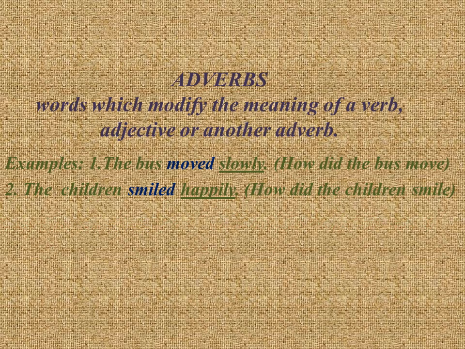The second example: the children smiled happily. How did the children smile? They smiled happily. Which is the verb here? The verb is smiled, and we ask the question to the verb: how did the children smile? The answer is happily. So happily is adding something to the verb.